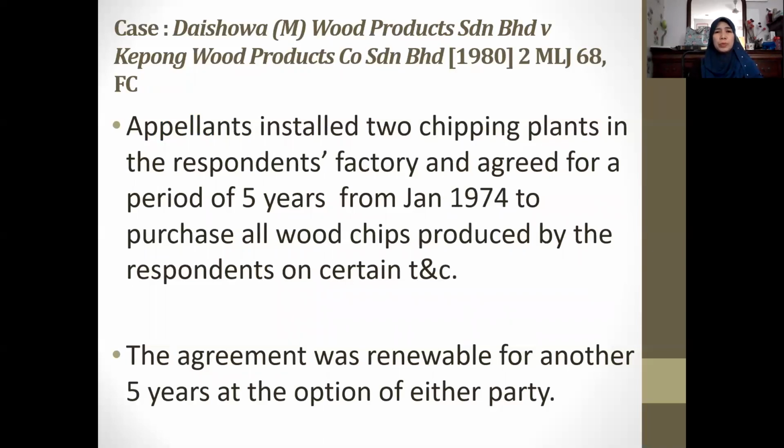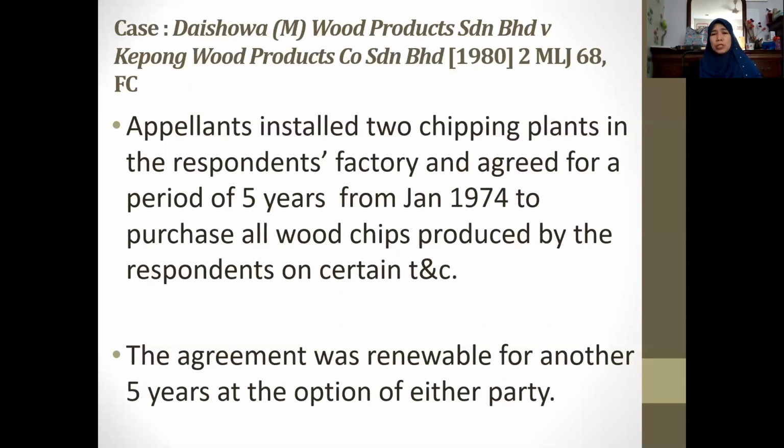Daishowa Malaysia Wood Products Sdn Bhd and Kepung Wood Products Company Sdn Bhd, 1980. This is an appeal case, a judgment by the Federal Court, so it carries higher weightage. Appellants installed 2 chipping plants in the respondent's factory. So they have different roles here, but they have a contract between them, and agreed for a period of 5 years from January 1974 to purchase all wood chips produced by the respondent on certain terms and conditions.